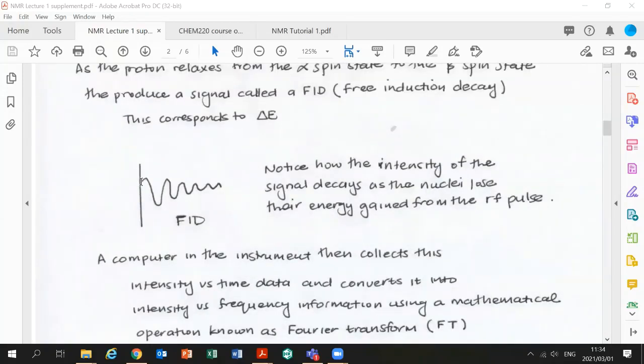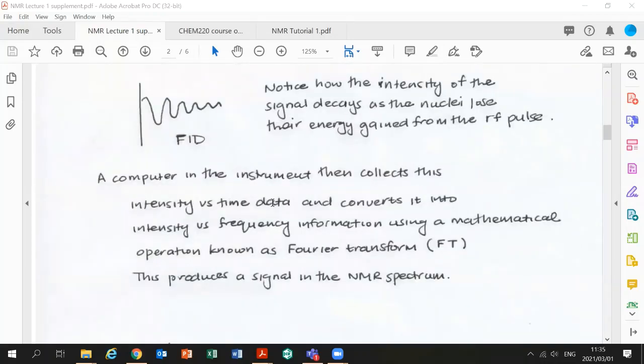What happens when the nucleus gets excited to the beta state is that that's a very high energy state. So that energy will be lost to the surroundings. And as that energy is lost, it's going to have to go with the flow of the applied magnetic field. And that's going to be the alpha state. So this is called a free induction decay. And this is intensity versus time data. We convert that to intensity versus frequency. So the FT, the Fourier transform, converts that time data into frequency data.